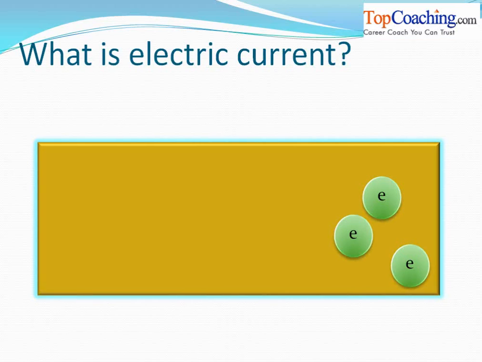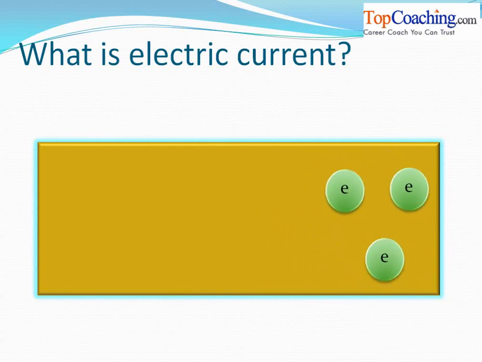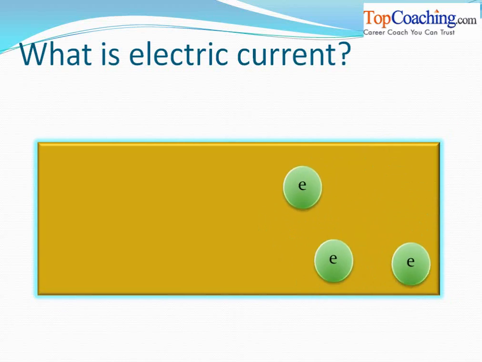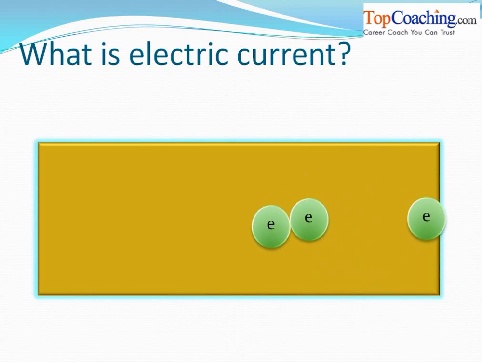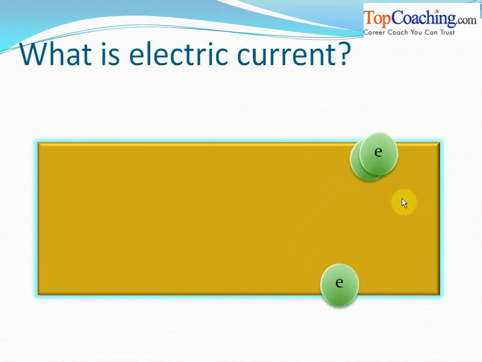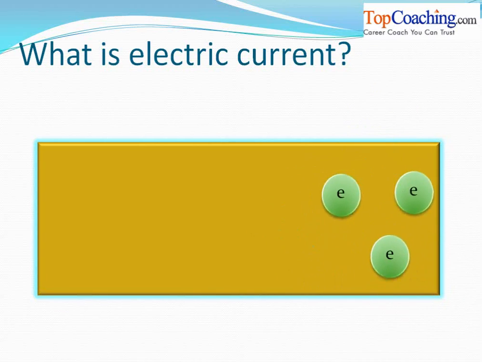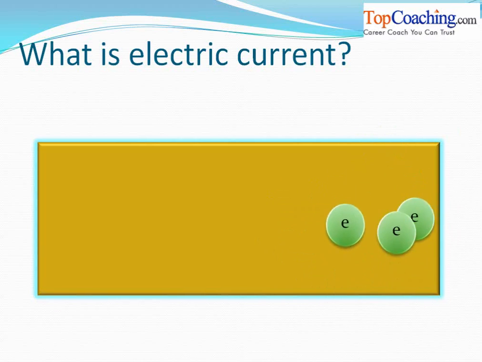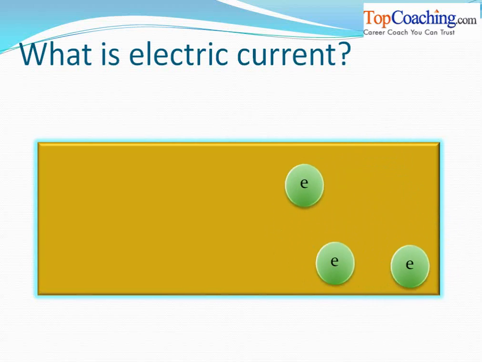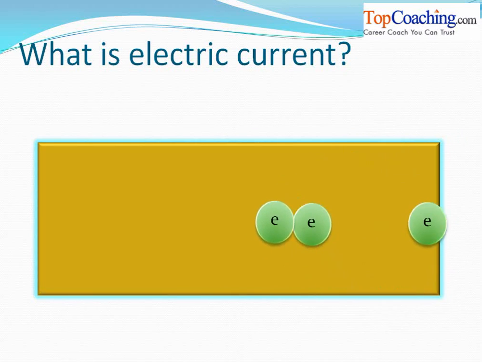First of all, what is electric current? In every conductor, there are some electrons called free electrons, which are free to move throughout the surface of the conductor. What this means is they are not bound in the atom. They can move anywhere in the conductor volume. So these electrons move randomly here, there and everywhere. However, their net motion in any direction is zero. Their random motion in all the directions cancels each other.